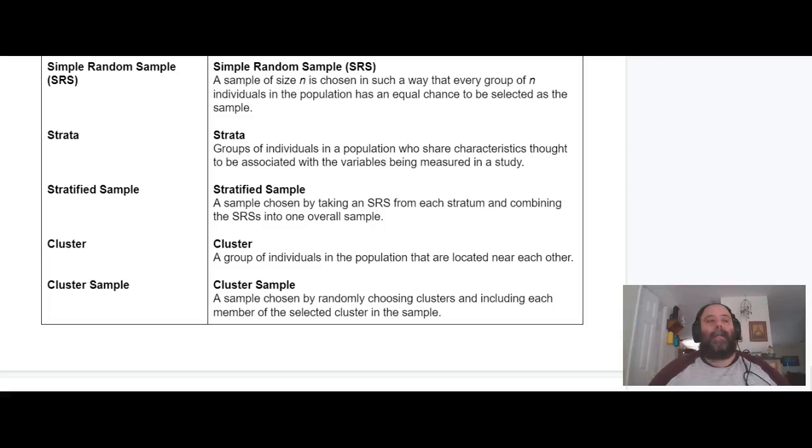Strata means that I take some from all. So I create the strata and then I sample each strata. So I'm taking some from all the groups, okay? Cluster is exactly the opposite. Okay, so what I do with a cluster is I take my population and I break them into groups that are somehow located near each other.